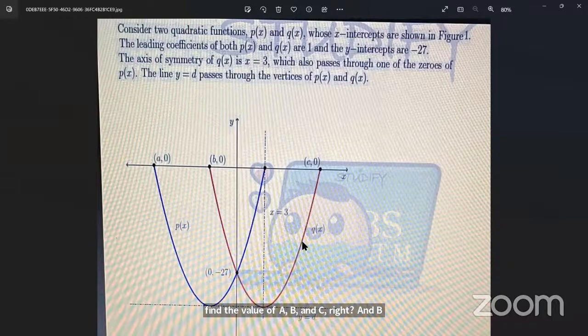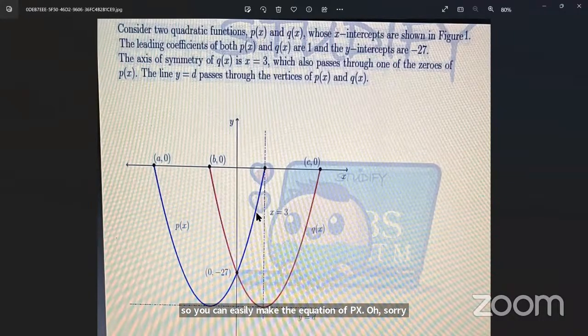So how will you find? Sir, first we have to make the equation of q(x). c is given as -27 and a is given as 1, sir. So you can easily make the equation of q(x), right? x squared minus 6x minus 27.